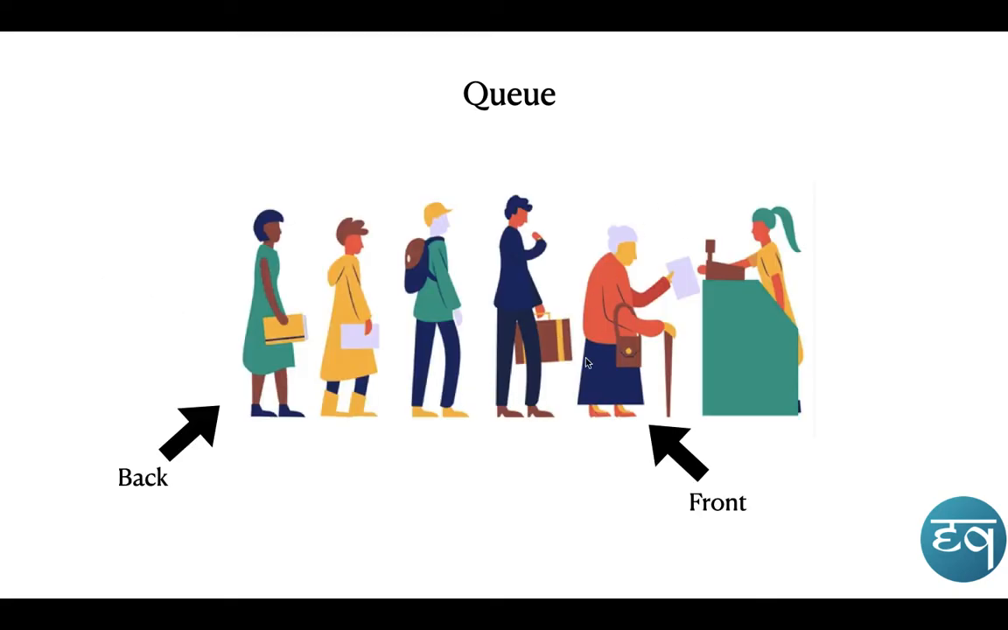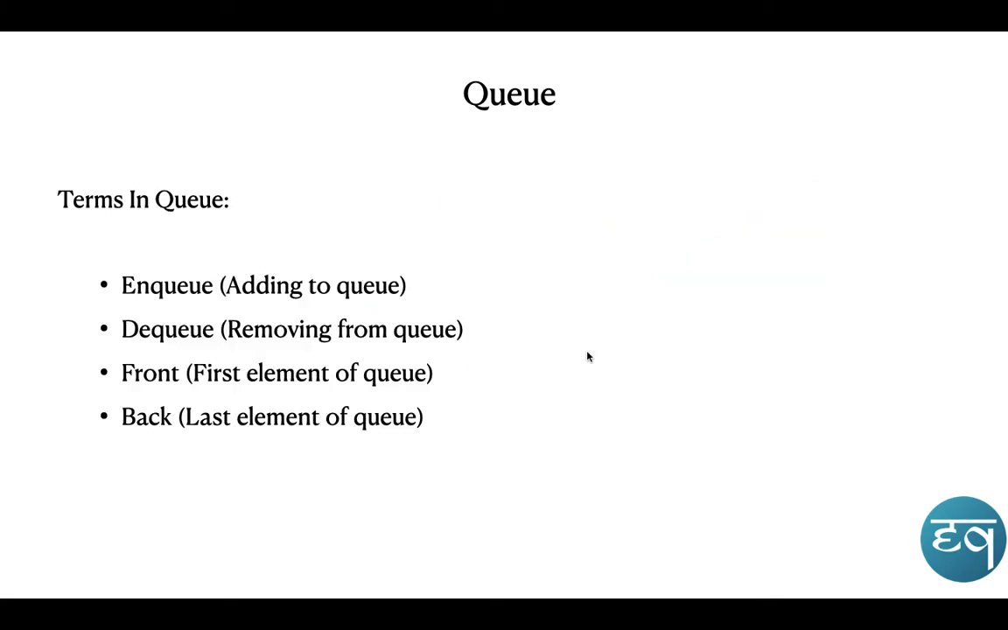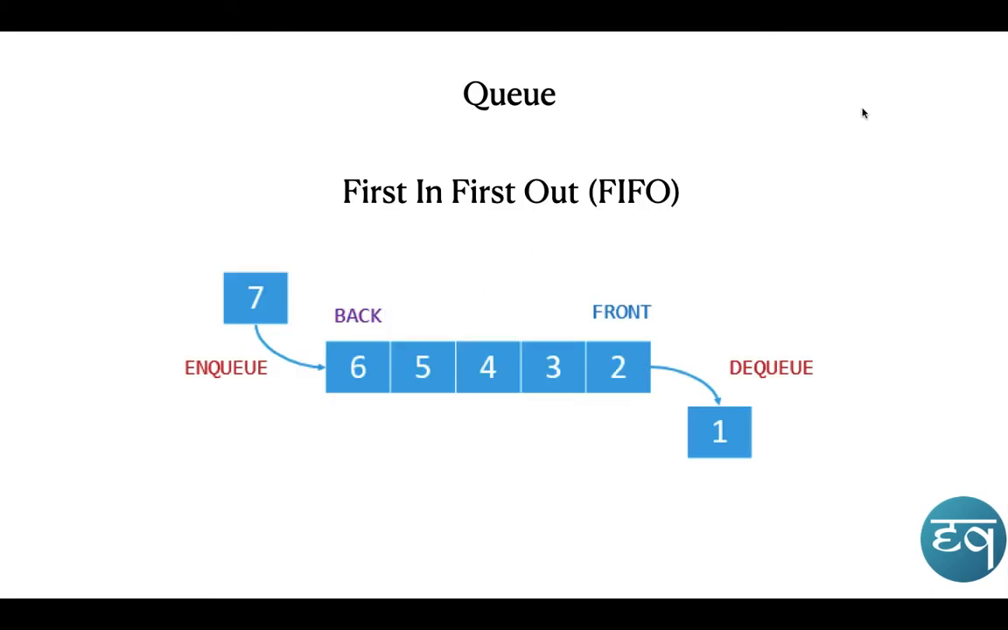So dequeue will be operated at the front. Okay, so whenever we want to remove any item or any person from the queue, we will remove that item or person from the queue front. Okay, so this lady was the first to come in the queue, so this lady would be the first to go out of the queue. Similarly, front and back. Front is the first element of the queue and back is the last element of the queue.